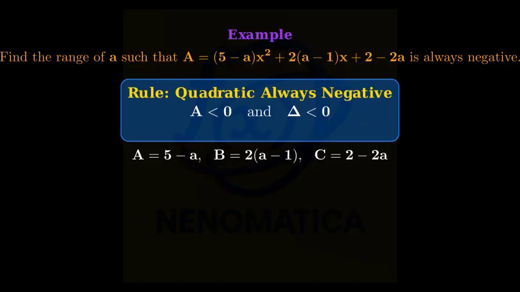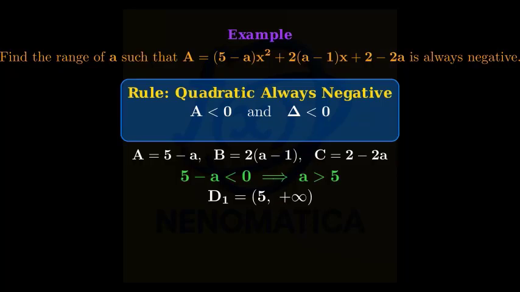Start with the leading coefficient condition. It is 5 minus a. We require 5 minus a to be less than 0, which gives a greater than 5. That is our first domain candidate, d1 equals the open interval 5 to plus infinity.